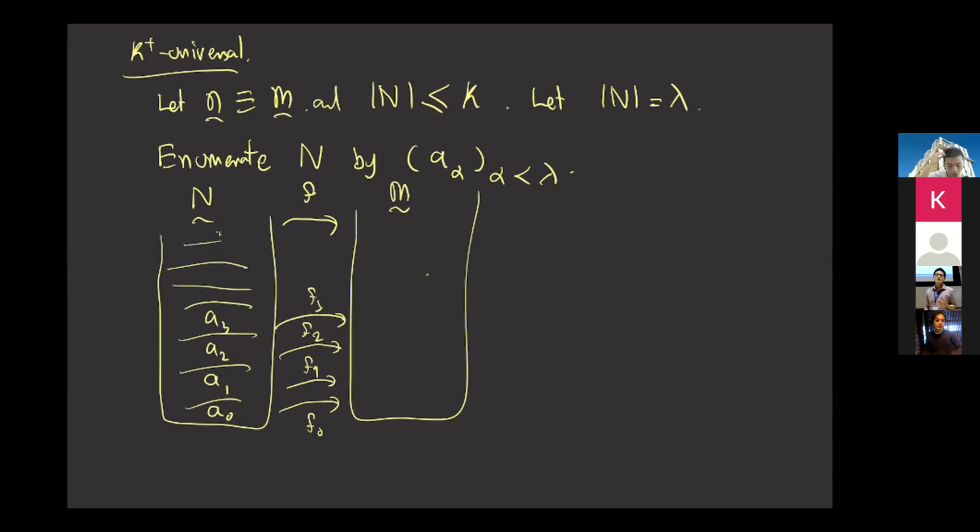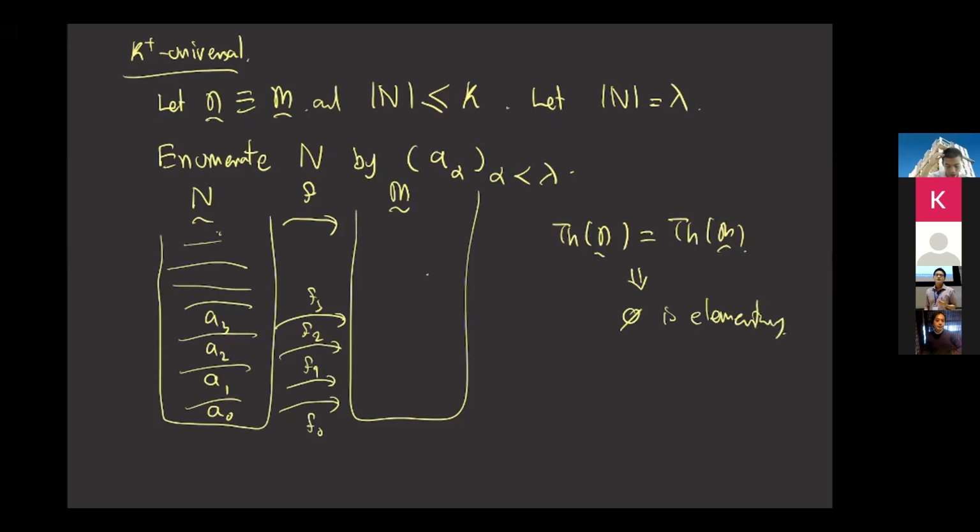Okay, so that's what we have here. And how can we guarantee that we can do this? So first, since we have that N and M are elementary equivalent, Th(N) is equal to Th(M), right? So what we can have here is at the very basic step, we're going to have that the empty function is an elementary map.